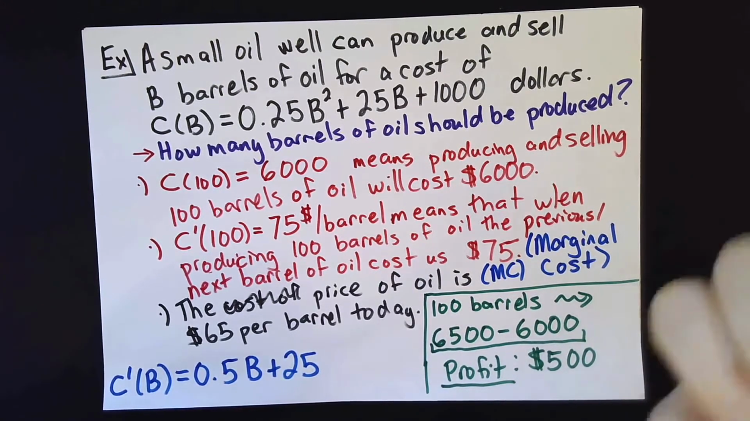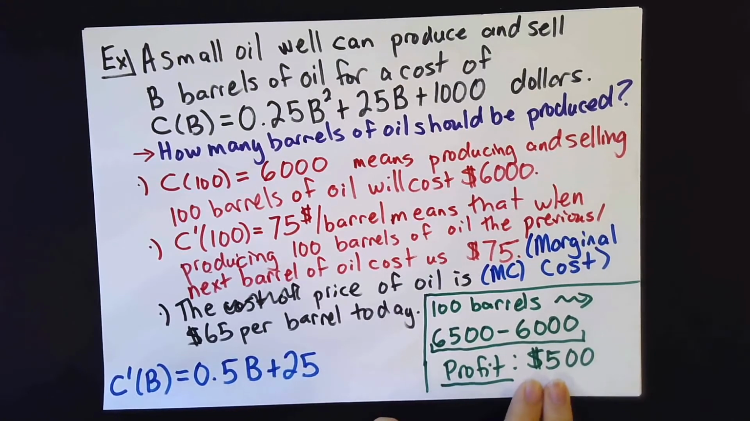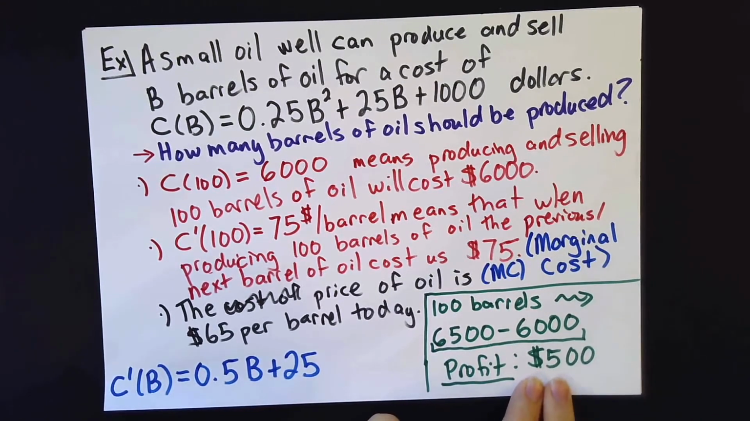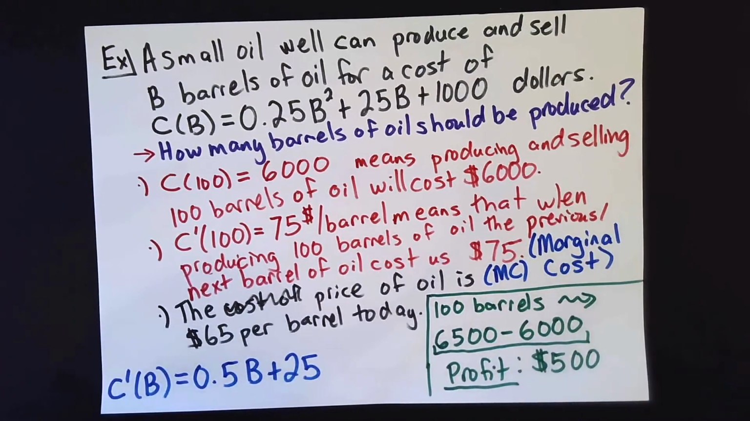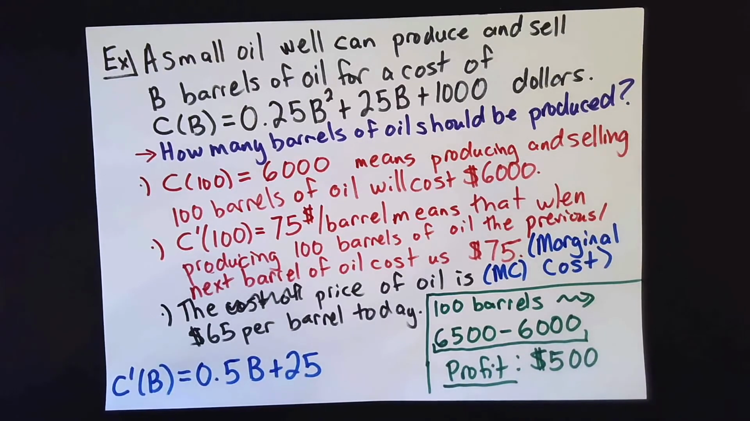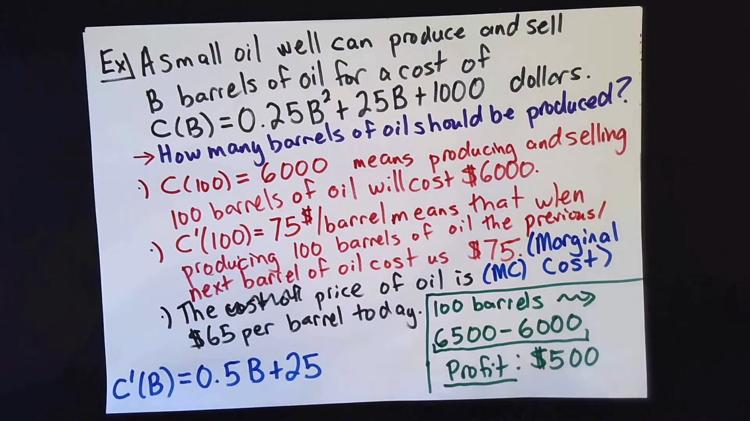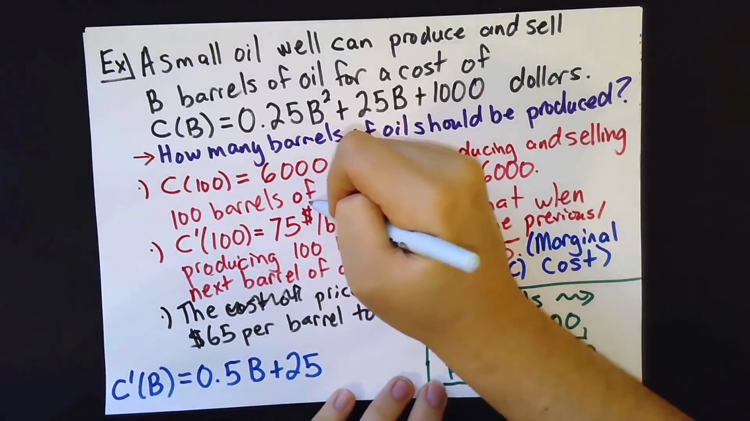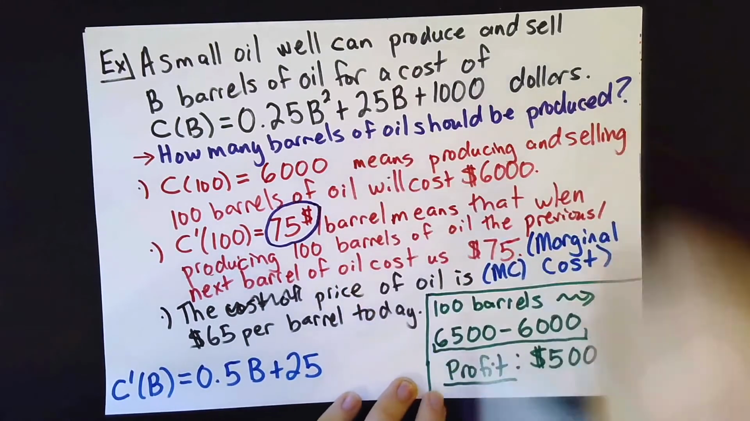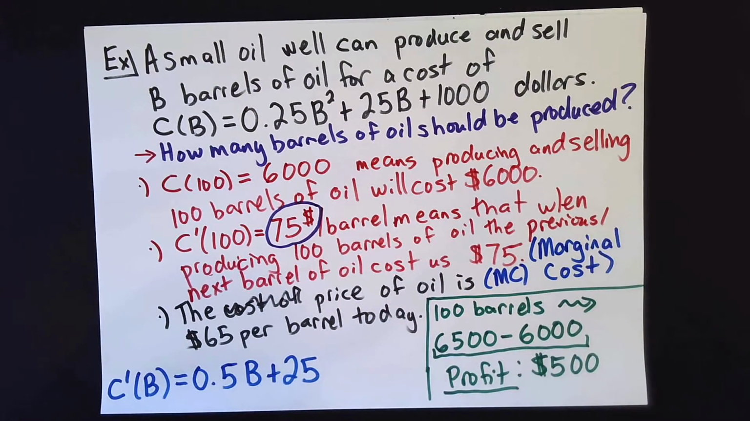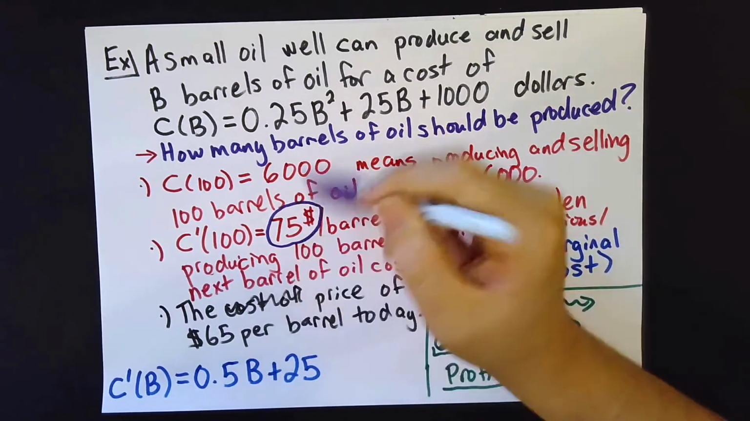Now, I like, obviously, that this number's positive. That's great. If this number were negative, that would be very bad. But just because we're making money now doesn't mean we couldn't be making more money. And the key to understanding whether or not we could be making more money is to look carefully at the marginal cost. Namely, I want to look carefully at this number. That $75 is what I paid to get my 100th barrel of oil. That's how I should think of this.